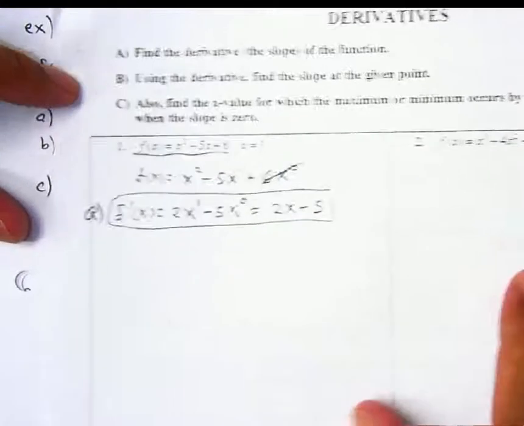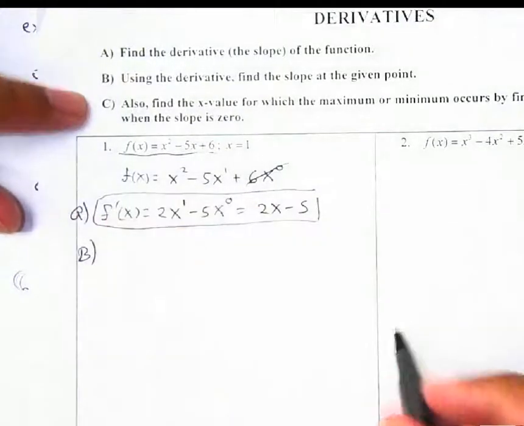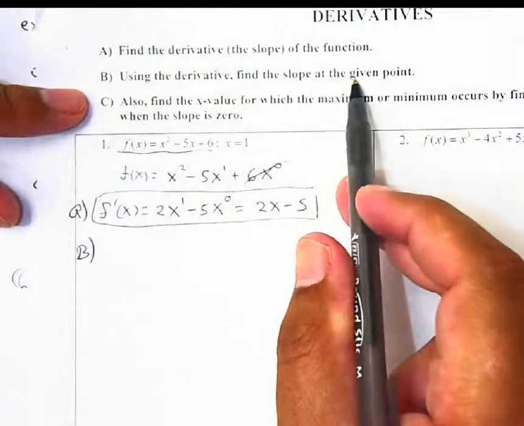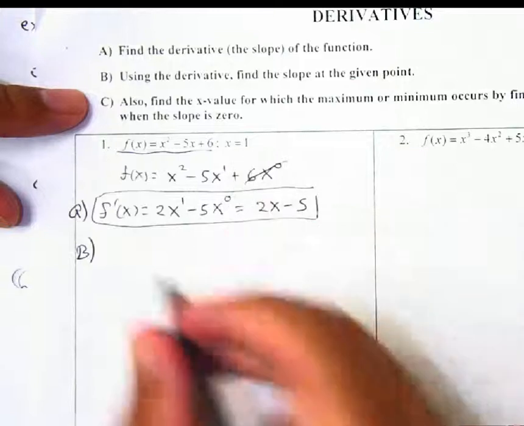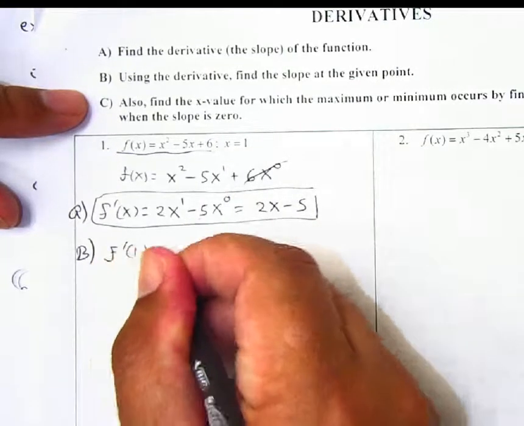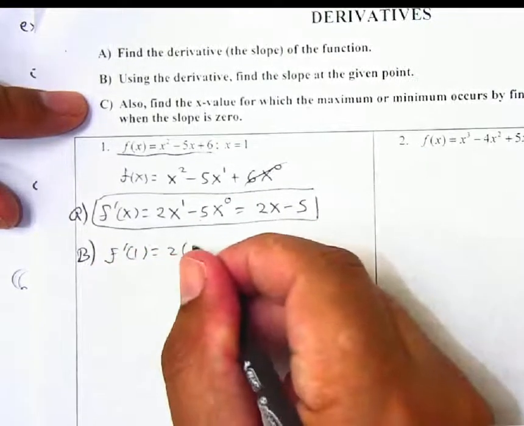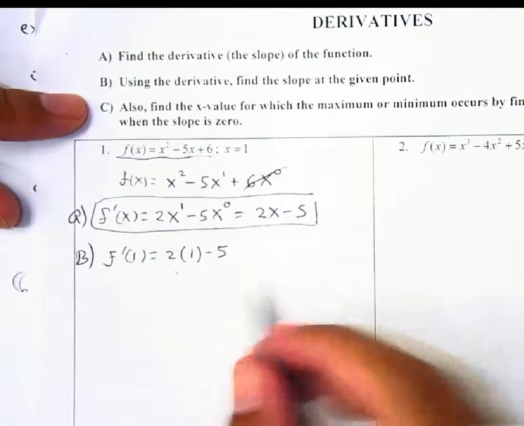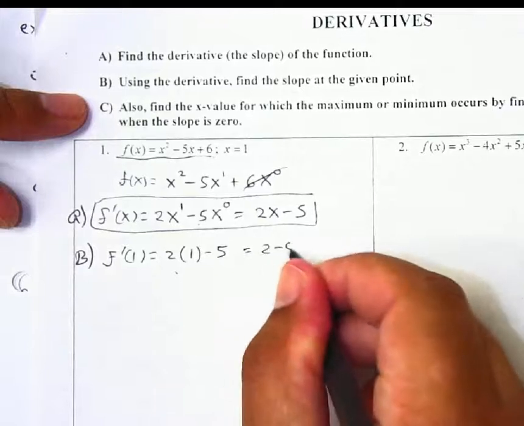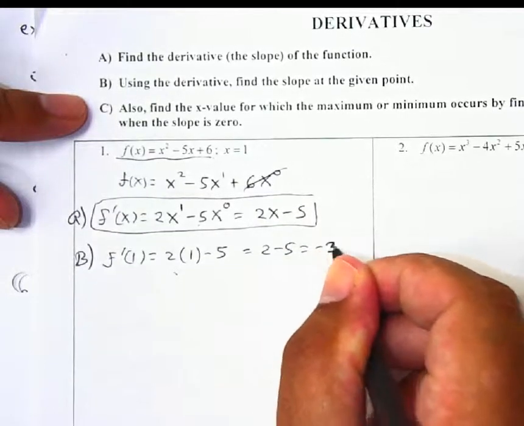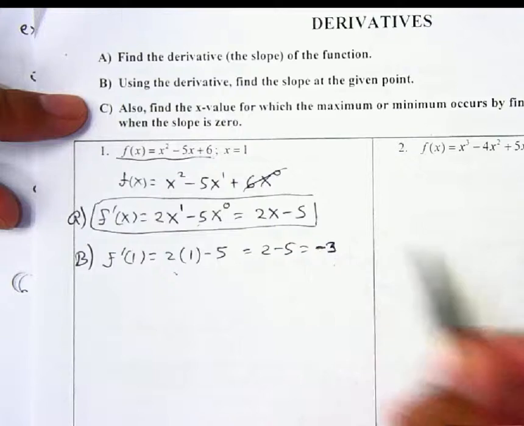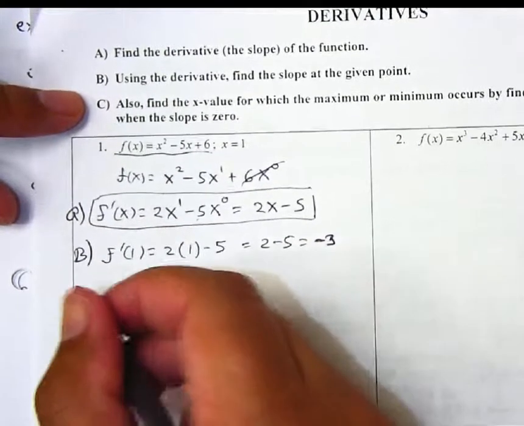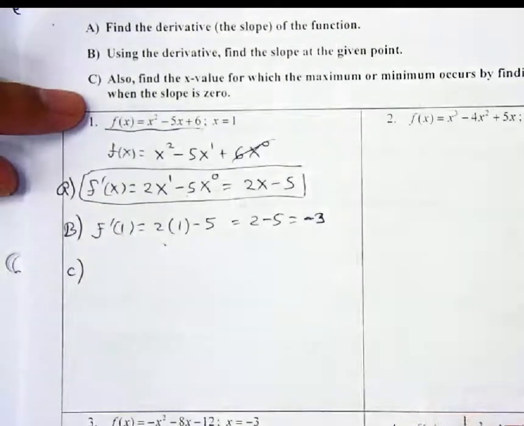Part B now. Find the derivative at the specific given point. Okay, x equals 1. So we just plug in the 1 and work it out in f prime. Let me simplify that. 2 times 1 is 2, minus 5, which is equal to negative 3, which indicates a negative velocity or a negative slope. And that's the answer to that. That's done. Let's go on to C.